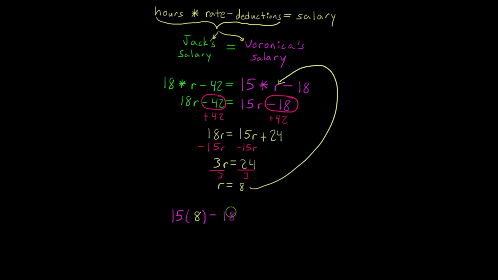So it looks like we just had a malfunction. The screen just kind of moved around a little bit. I'm going to change pen colors. 15 times 8 is 120. I'm going to subtract 18. 120 minus 18 will give me a value of 102, and that's $102.